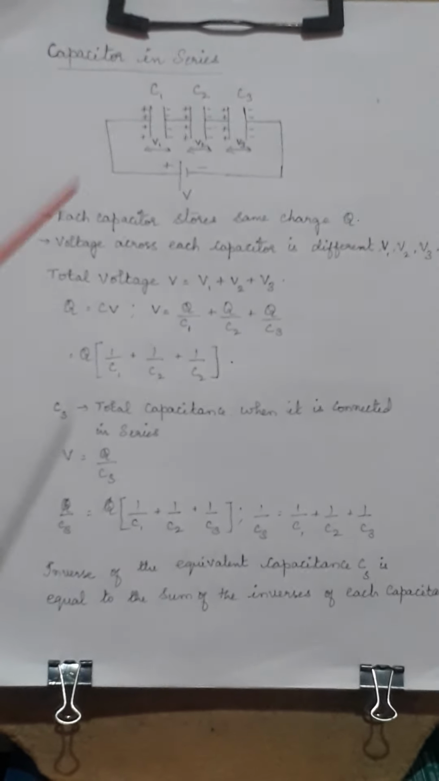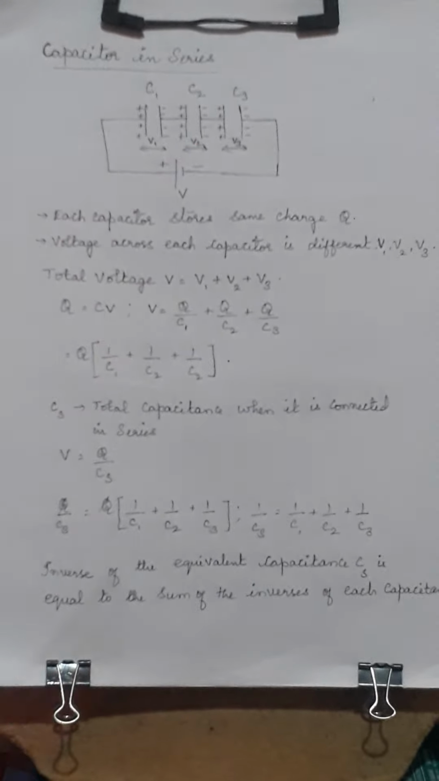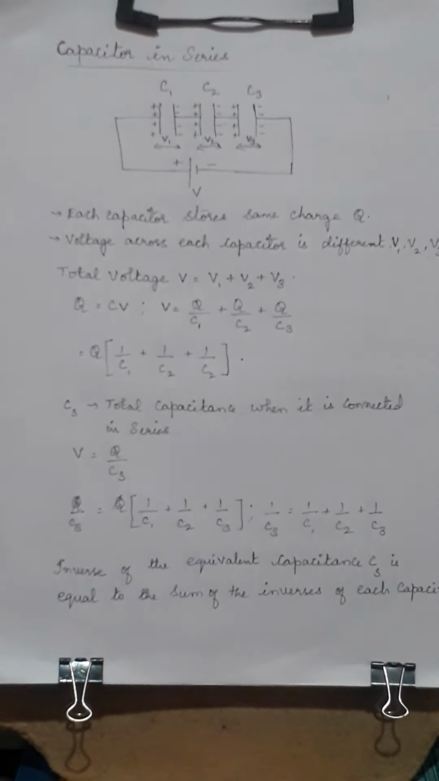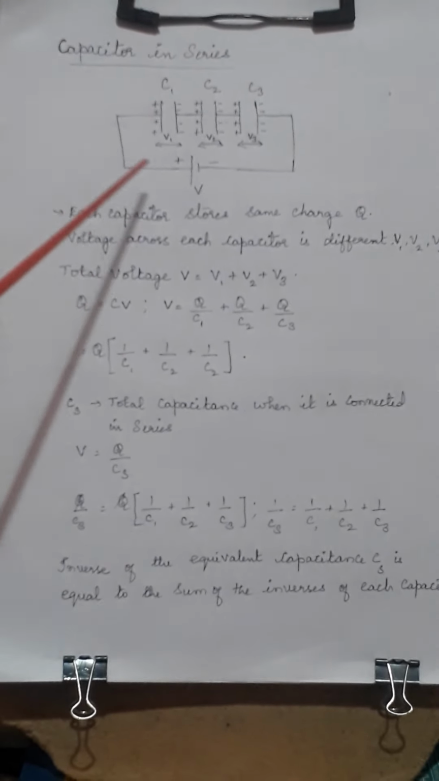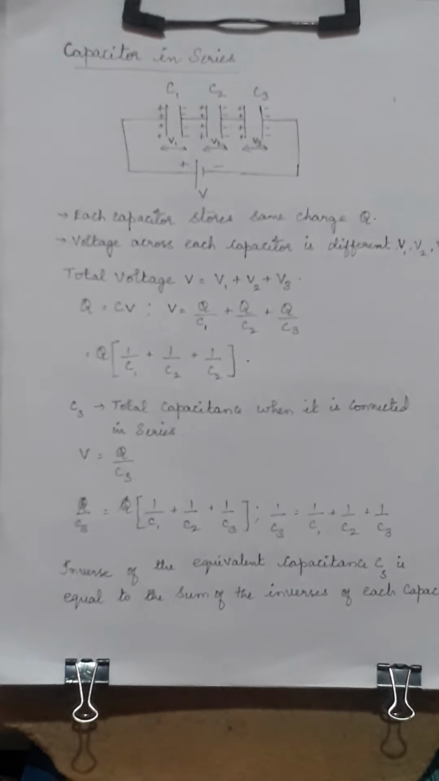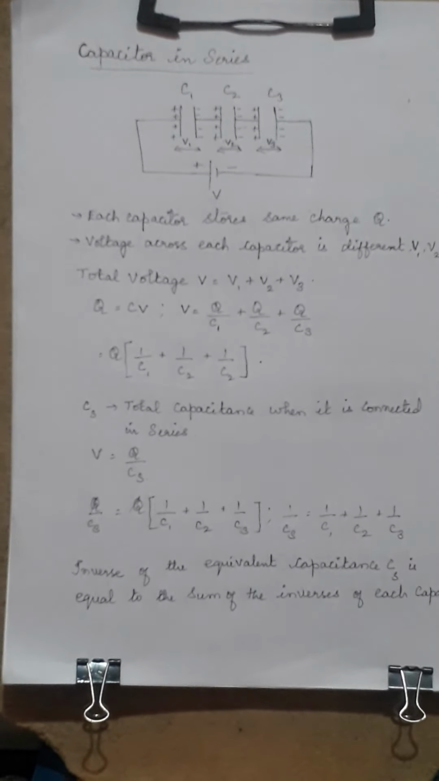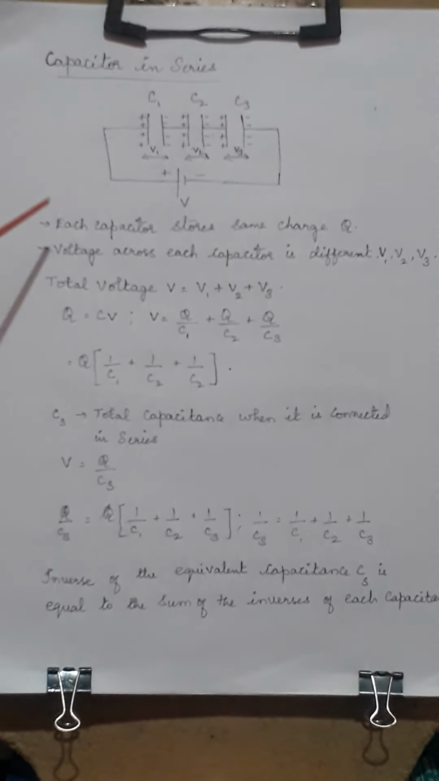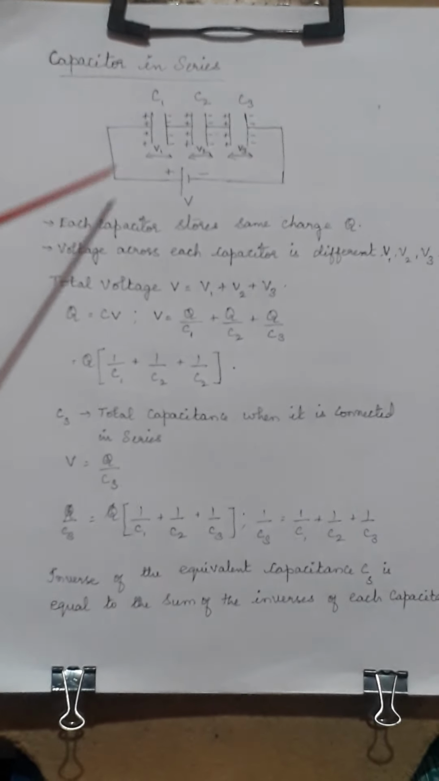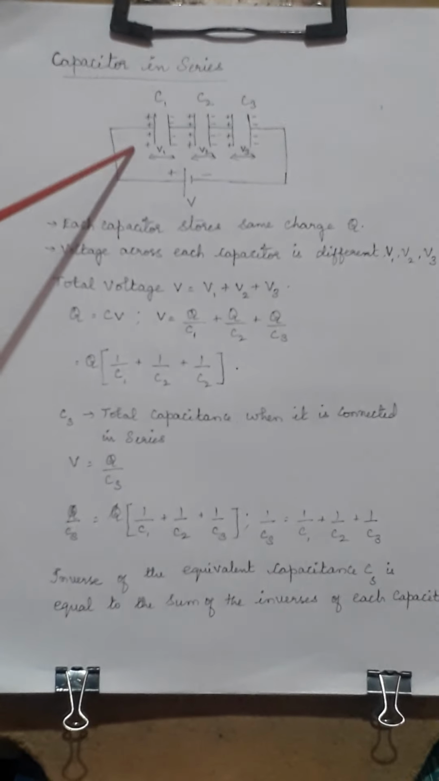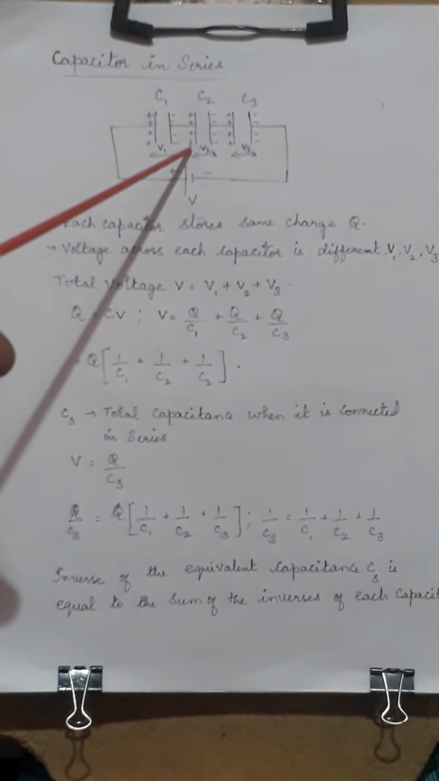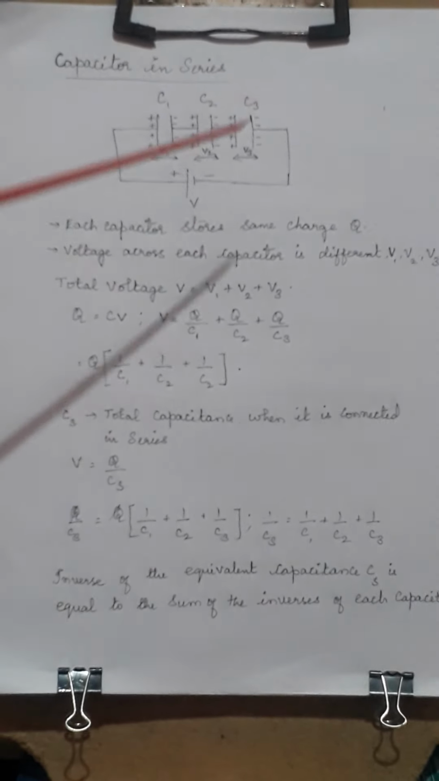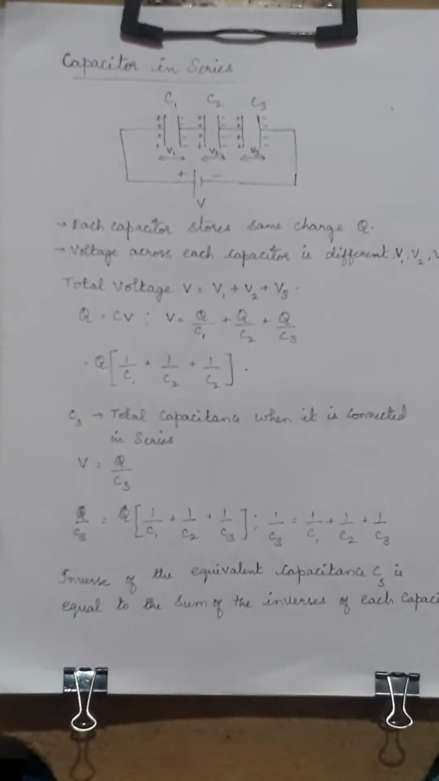So like that, if I have 3 capacitors C1, C2 and C3 connected in series, when a potential V is applied, each capacitor will have the same charge. The charge in C1, the charge in C2 and the charge in C3 remain the same. There is no change in it.